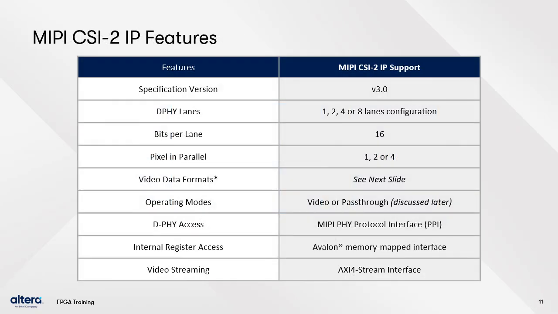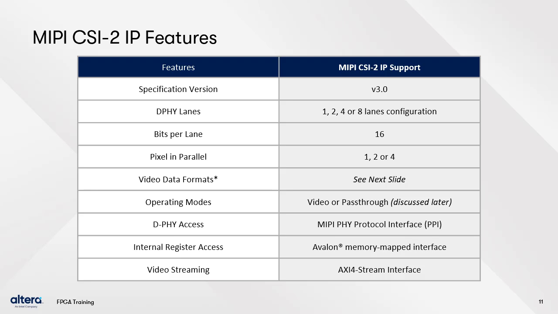In the table here, we can see some of the features of the CSI2 IP. The IP supports version 3.0 of the CSI spec. You can configure the IP for 1, 2, 4, or 8 D-PHY lanes. The IP uses a 16-bit wide PPI per lane. The IP can be configured for 1, 2, or 4 pixels in parallel. The IP can operate in one of 2 modes, video or pass-through. We will cover these in an upcoming slide.